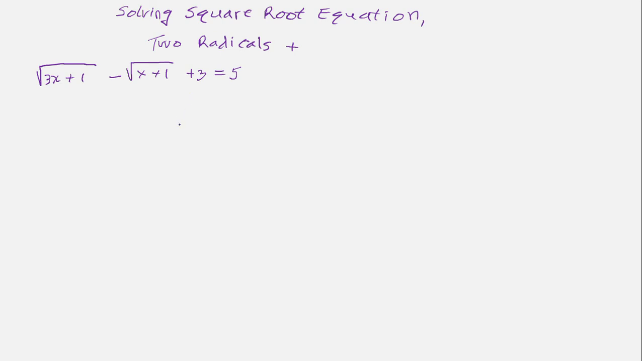Hello. Let's solve this square root equation. Now, this square root equation has two radical terms, right? Two terms with radicals, but then it has some extra numbers that will not end up being a zero. So that's going to be bringing a little bit of more complication. But nevertheless, we can solve it.